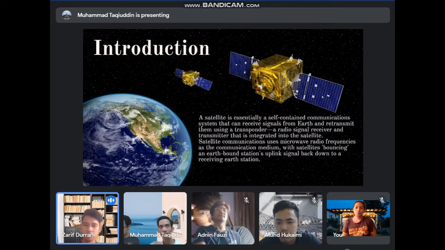Okay, for introduction, a satellite is essentially a self-contained communication system that can receive signals from Earth and retransmit them using a transponder, a radio signal receiver and transmitter that is integrated into the satellite. Satellite communication uses microwave radio frequency as the communication medium, with the satellite bouncing the signal that earthbound stations uplink back down to a receiving Earth station.